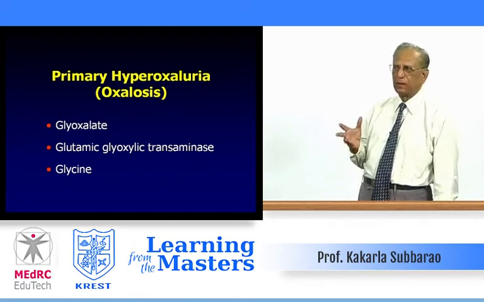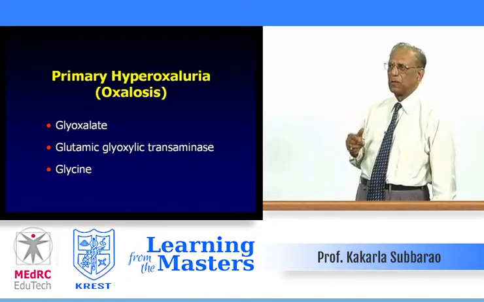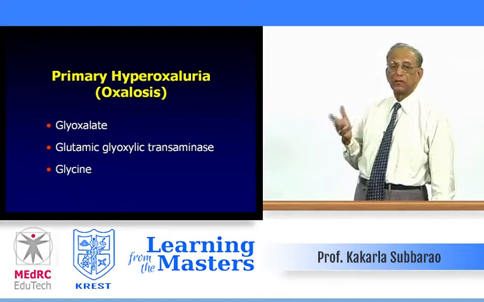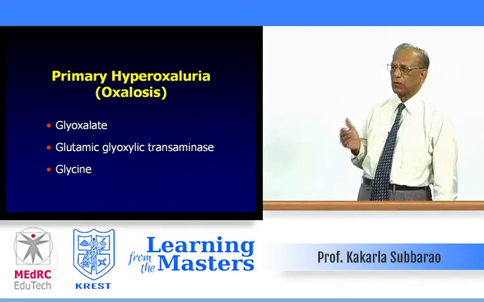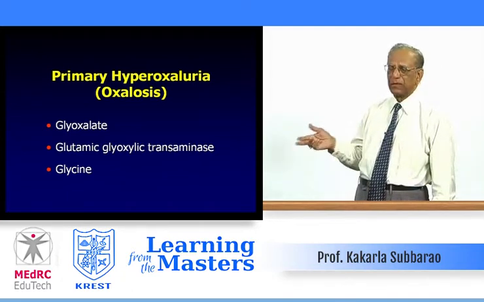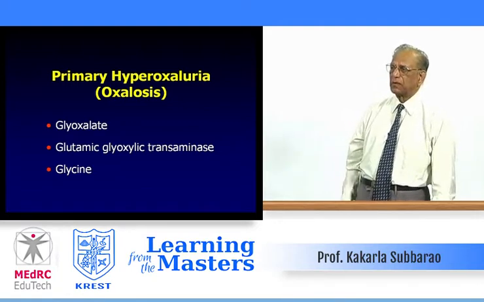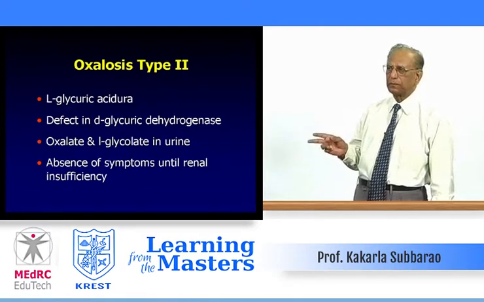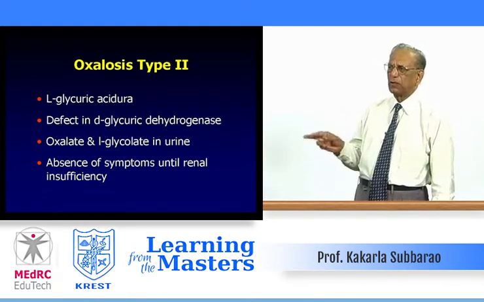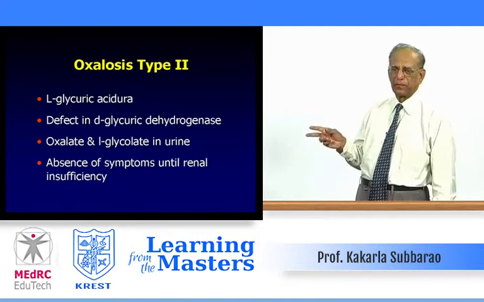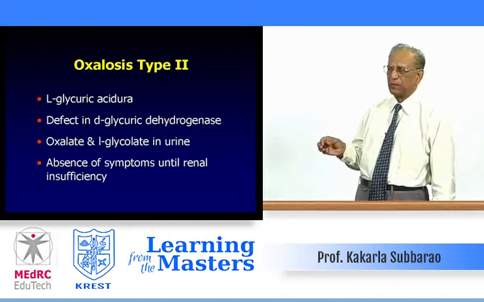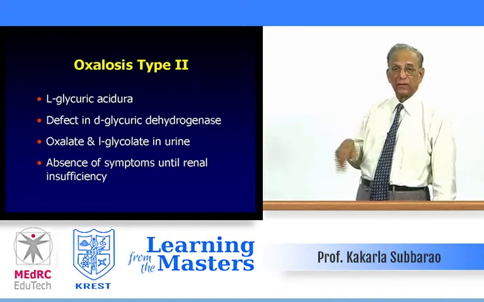Another entity, enzymatic problems: primary hyperoxaluria, resulting in oxalosis. Glyoxylate, glutamic glyoxylic transaminase glycine, this is deficient. There are two types. Type 2: L-glyceric aciduria, defect in D-glyceric dehydrogenase, oxalate and L-glycerate is present in the urine. Absence of symptoms until renal insufficiency occurs.